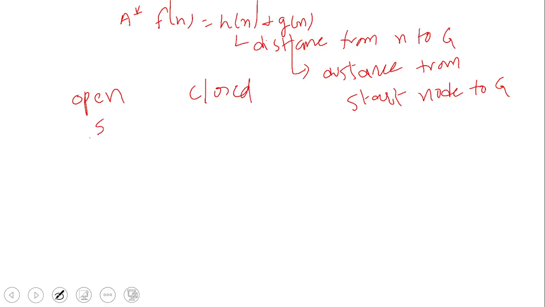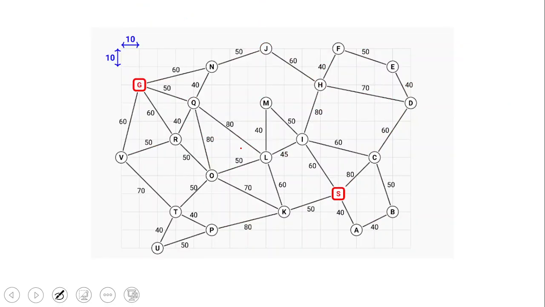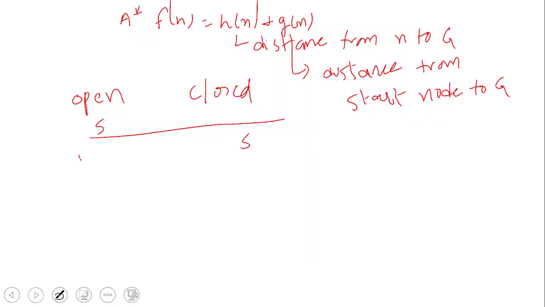So first open S, move S to the closed list. The nodes connected to S are A, C, K, I. So write A, C, K, I. Now previously we took only the h of n values. Now we need to consider both h of n values plus g of n values. So h of n is 200, h of n plus g of n.